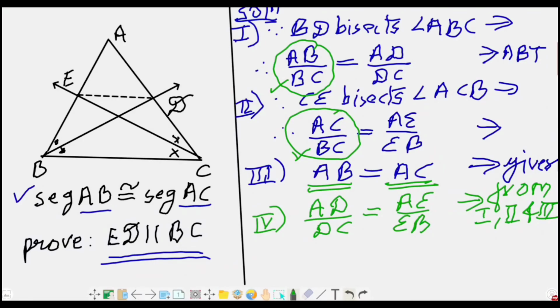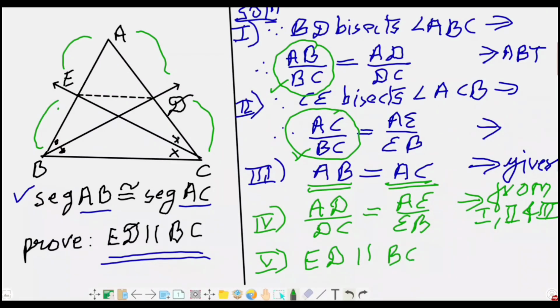Now if AE upon EB is equal to AD upon DC, then according to the converse of BPT, lines are parallel. So what can you conclude, students, now? That ED is parallel to BC because the ratios are equal. So based on what can we conclude? In the earlier videos we have done the converse of the basic proportionality theorem.